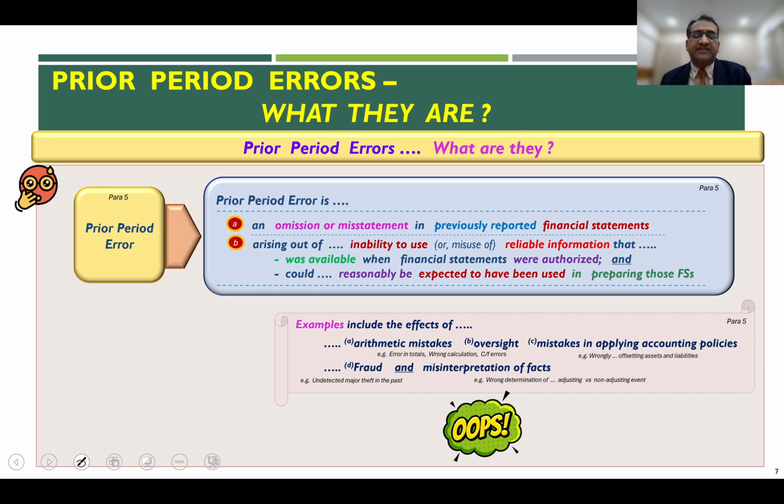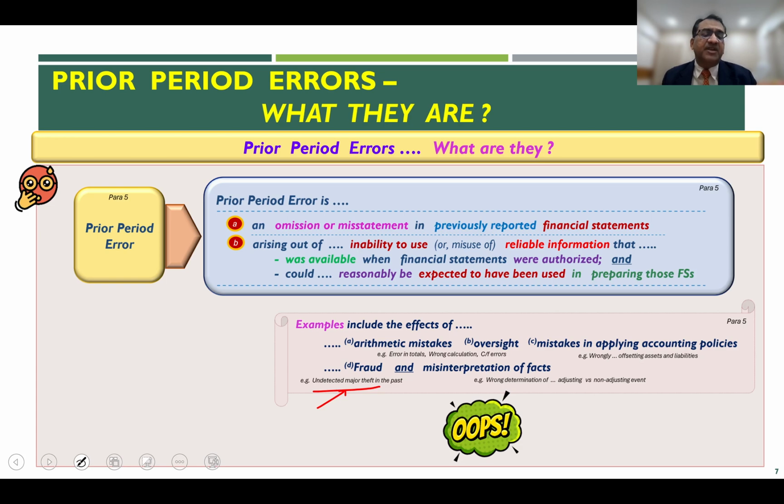Likewise, fraud. For example, an undetected major theft in the past. If you've had a theft in the past, because of which, let's say, your cash has been embezzled or inventory has been stolen, and that goes undetected, and you have already issued the financial statement without taking into effect those frauds or the undetected major theft which has happened.